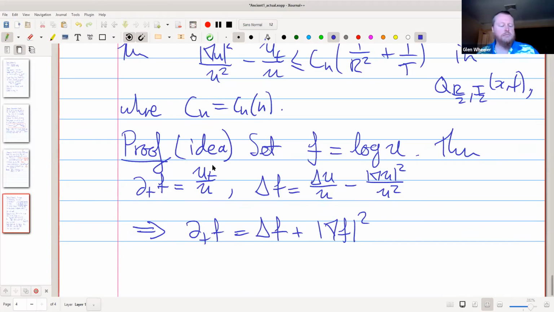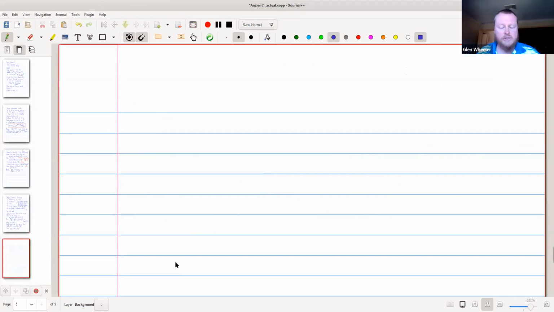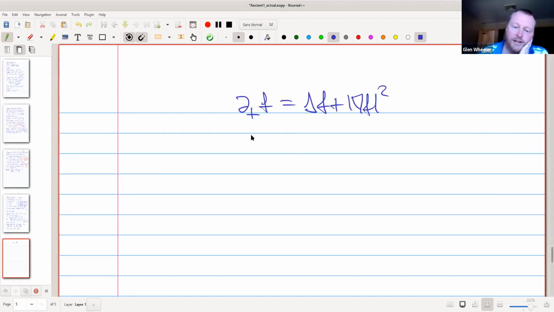Not much has happened. And now I'm going to do something. So I'm going to rewrite that equation. Sorry, my thing just bugged out for a second. Okay, d/dt f equals Laplacian f plus gradient f squared. And now I'm going to do something dramatic, and I'm going to take the Laplacian of both sides.